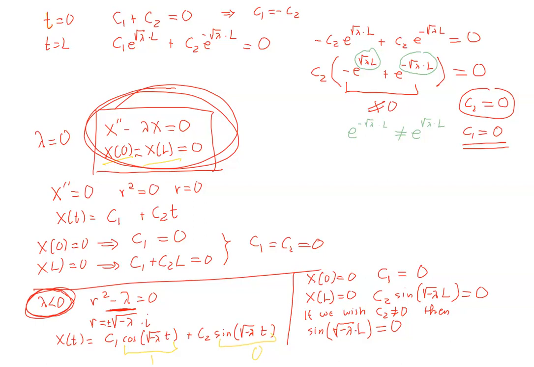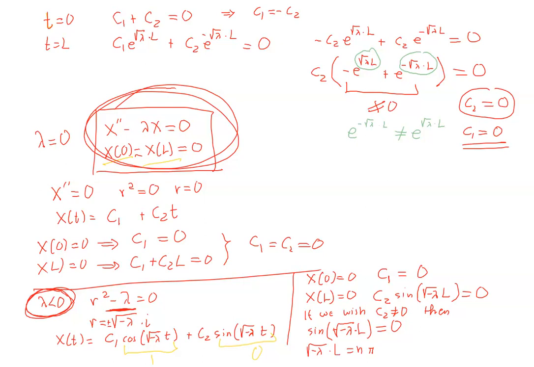Can anybody tell me what are the positive numbers whose sine is equal to 0? There are not too many. But what are they? So pi, okay, I agree, pi. What else? n pi, great. n pi where n is an integer. So we need to have square root of negative lambda times L equal to n pi.